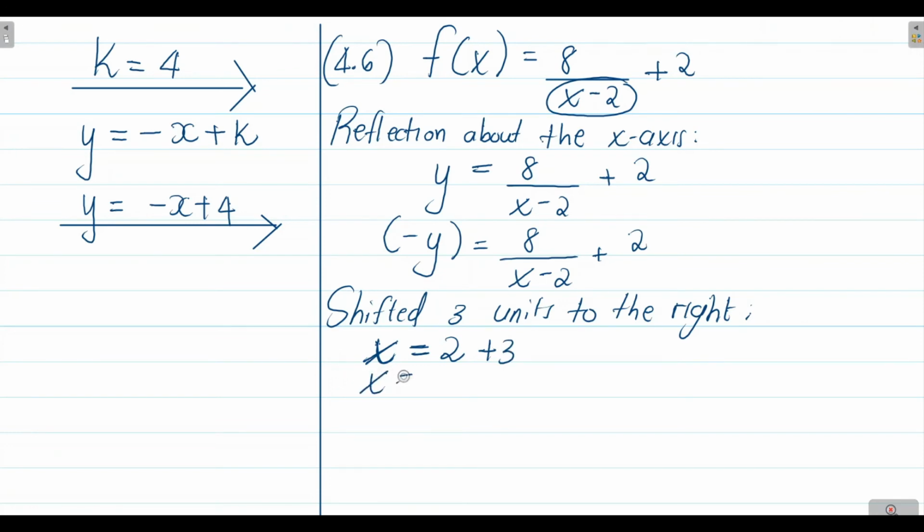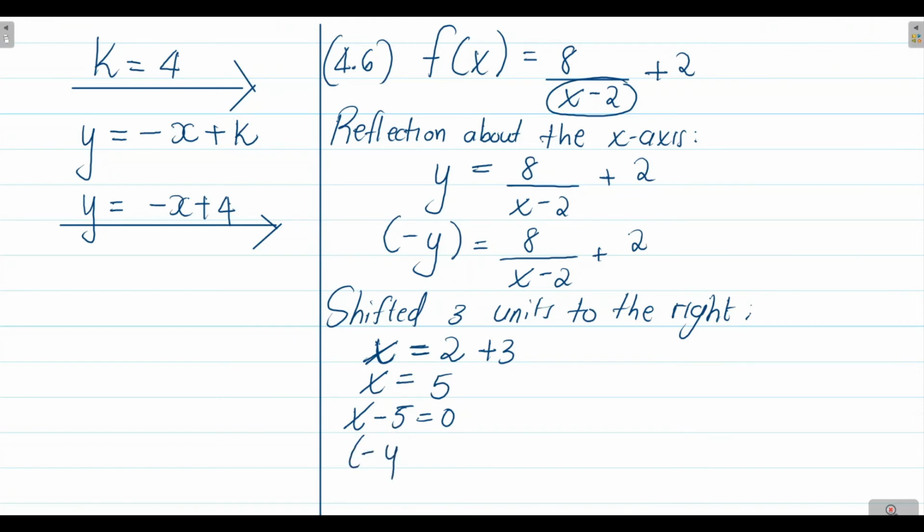So x is now going to be equal to 5, right? That is going to be our new vertical asymptote, right? And if you write that as an expression in the form of x minus something, it's going to be x minus 5, which is equal to 0. So if you put that back into your equation, then we know that this function is going to look like this.